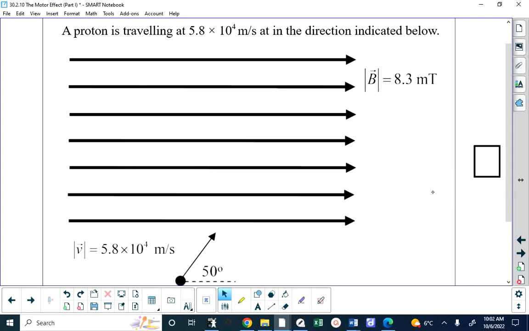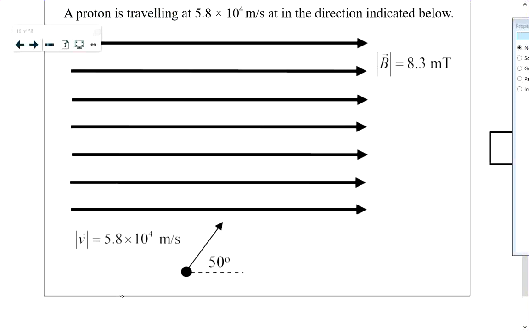A proton is traveling west. Sorry, a proton is traveling at 5.8 times 10 to the 4 meters per second in the direction shown. Now, this is a little bit tricky because we're used to seeing diagrams like the one in question 3 that's got an arrow at an angle that indicates in. That's not what this means. What this means is that the floor is what you're looking at. We're looking on a map. The magnetic field is directed that way, and the particle is moving this way. It's moving along the same plane as the magnetic field. It's just that it's not perpendicular.